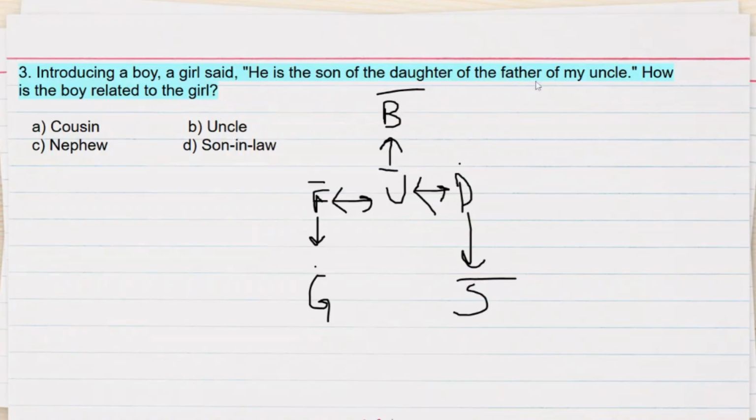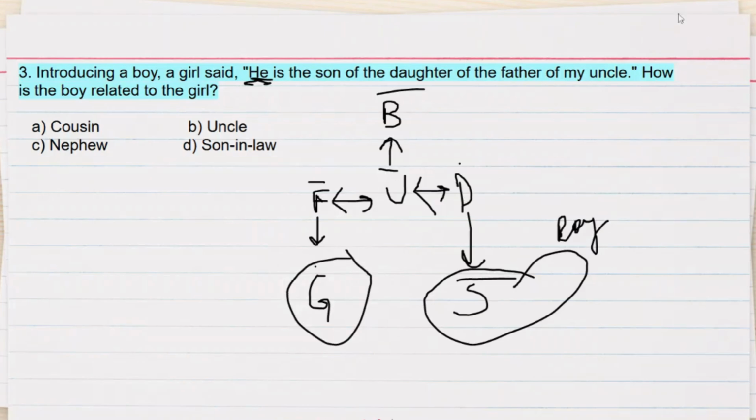Understand? What is asked in the question? How is the boy related to the girl? He is what? He is the boy that the girl is introducing. You'll use this. This is the boy, right? Which she's talking about. And what is asked in the question? The girl is here. Okay. How is the boy related to that girl? So this boy is the son of your father's sibling. So what is that? It is cousin. These two are cousins, right? So the answer is cousin.